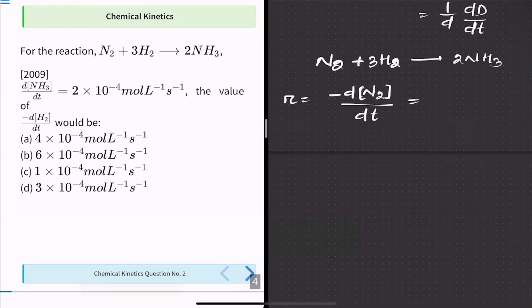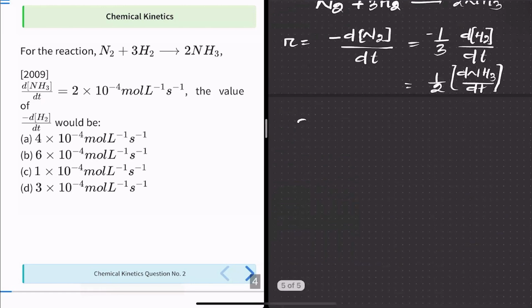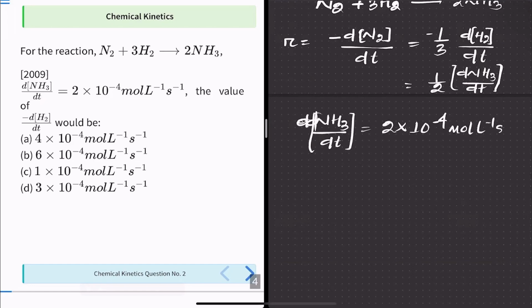divided by dt is equal to minus 1 by 3 dH2 by dt, equal to 1 by 2 dNH3 by dt. So the given information is dNH3 by dt is 2 into 10 to the minus 4 mole per liter per second. It is asking the value of minus dH2 by dt.